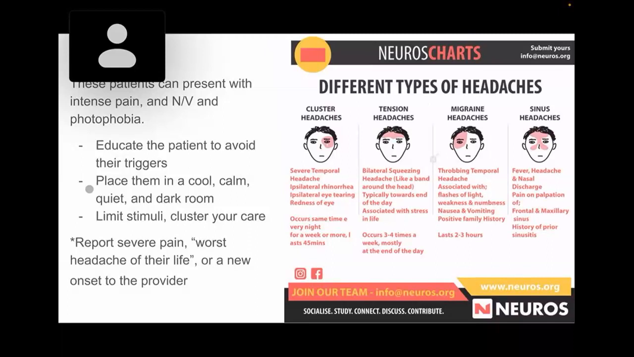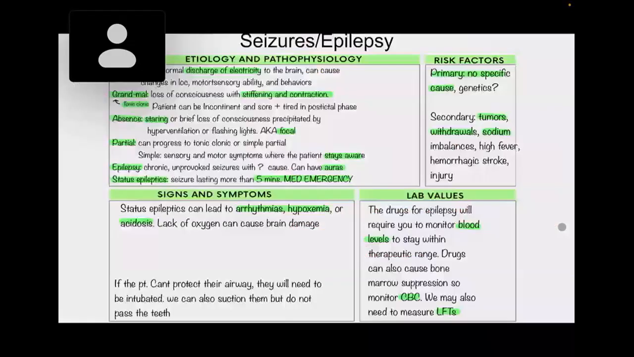What headaches, what migraines, etc. Again, avoid the triggers and put them in a cool, calm, quiet, and dark room. Again, it's just going to be more comfortable for them. And really, as nurses, it's our job to provide that patient-centered care.